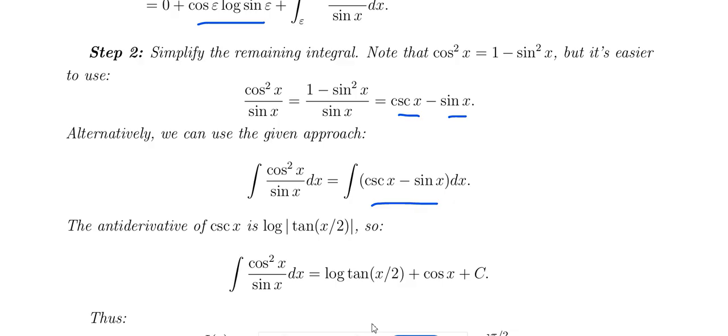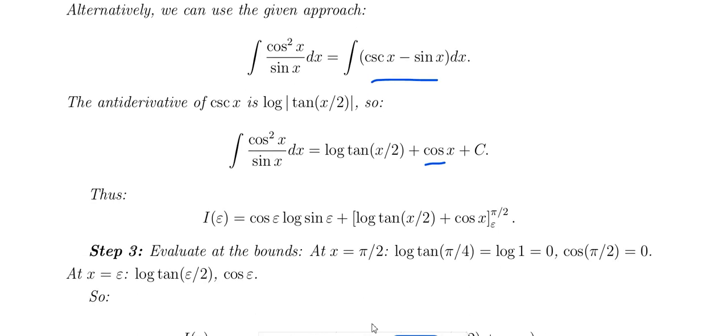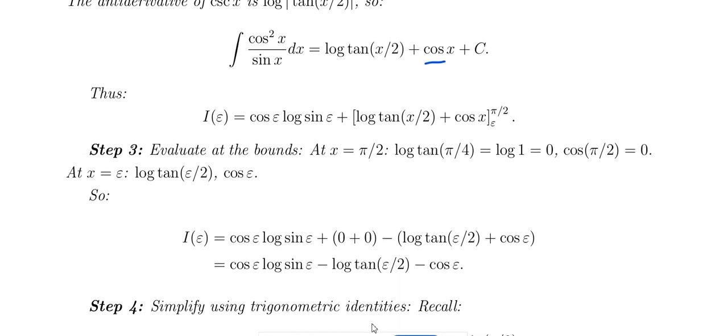So cosecant x integrate பண்ணால் log tan x by 2, plus sin x integrate பண்ணா that is called cos x, minus cos x வரும், that is plus cos x. Okay, so இதெல்லாம் லிமிட் போடணும். என்ன லிமிட் இது? That is called epsilon to pi by 2.